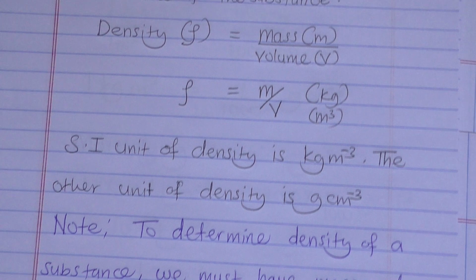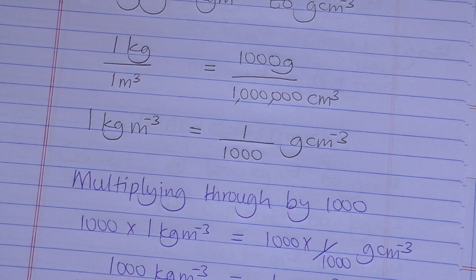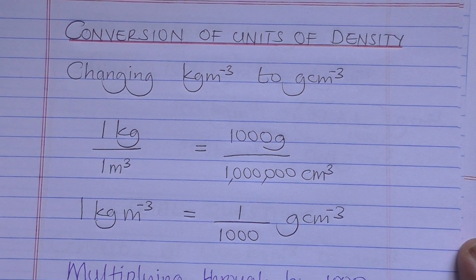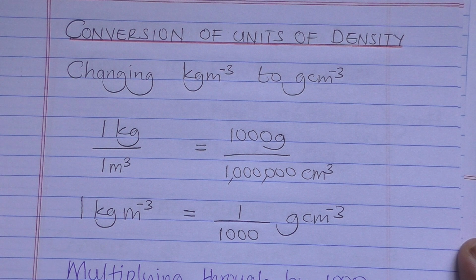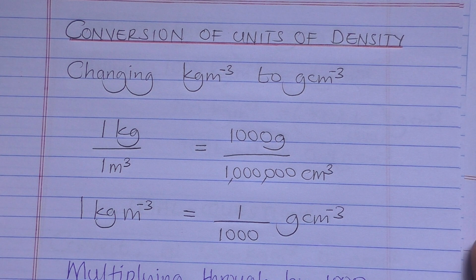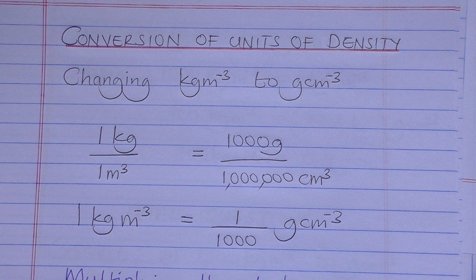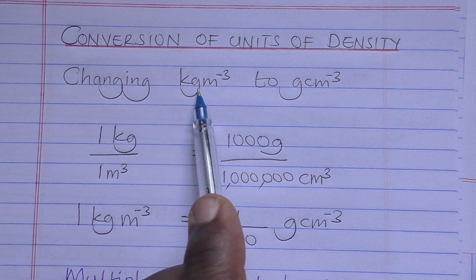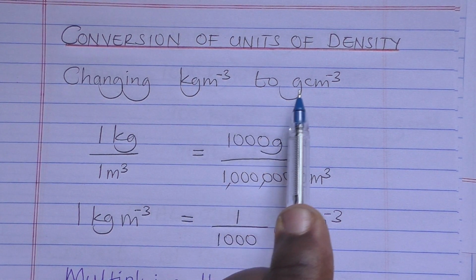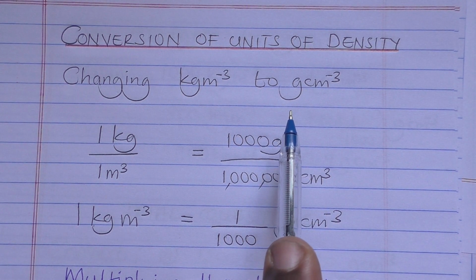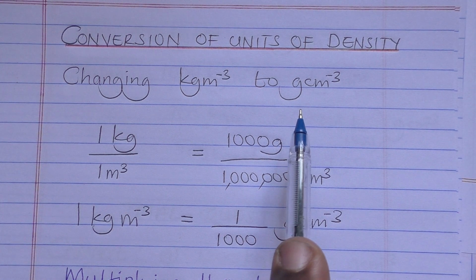Let's continue. So, after looking at the two units of density, which is kilogram per meter cubed and grams per centimeter cubed, then we shall have conversion of units of density, where we shall look at how we change from kilograms per meter cubed to grams per centimeter cubed, and also from grams per centimeter cubed back to kilograms per meter cubed.